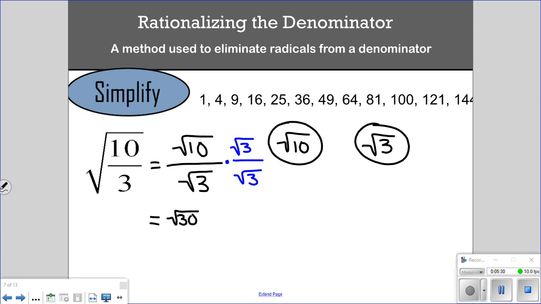And the square root of 3 times the square root of 3 is the square root of 9, which we know the square root of 9 is 3. Another way to think about it is these two things kind of undo each other. So root 3 times root 3 is 3.